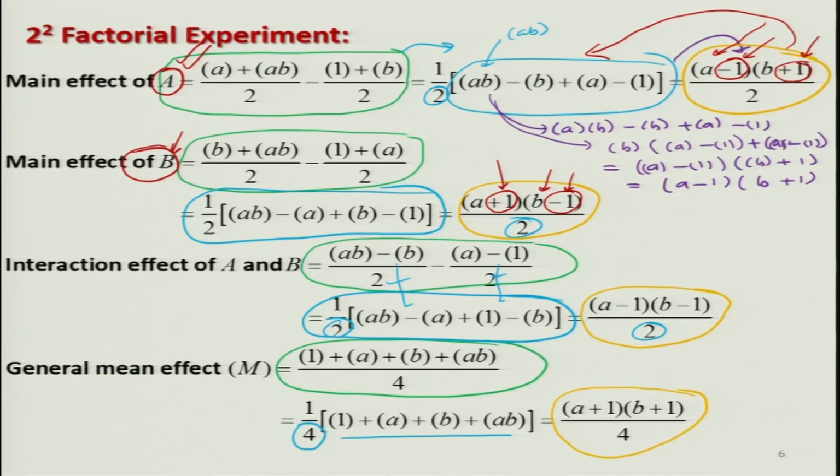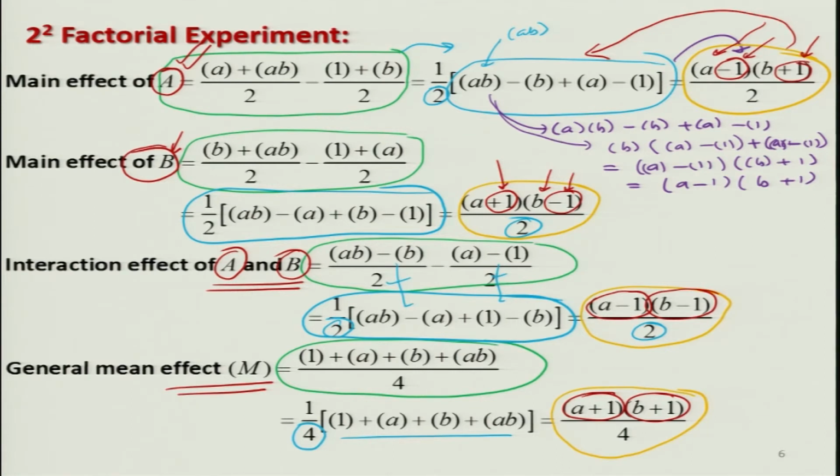Now, if you try to implement the same logic in writing the interaction effect of A and B, you can see that there is a factor capital A, so I am using A minus 1. There is a factor B, so I am using B minus 1. And in the case of the general mean effect, there is no capital A and no capital B, so I am using both a and b with plus sign, writing A plus 1 and B plus 1.